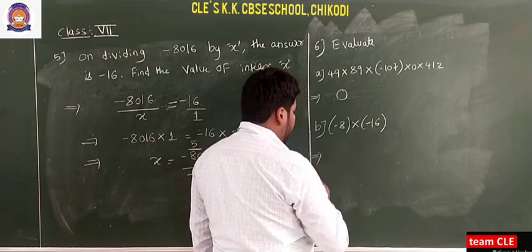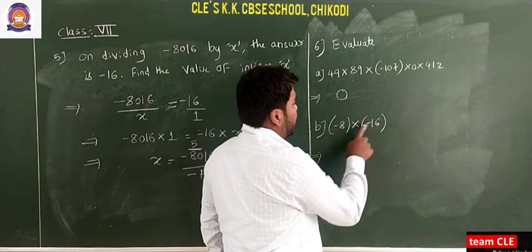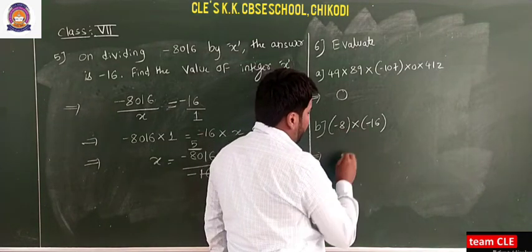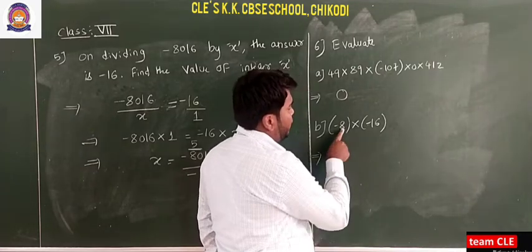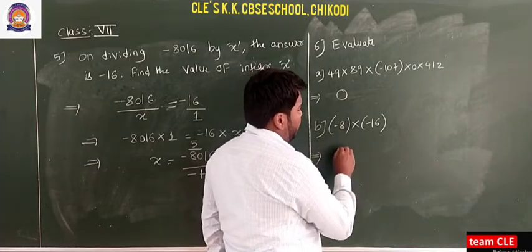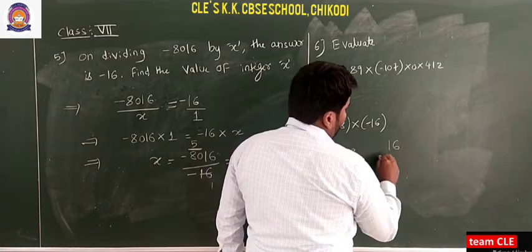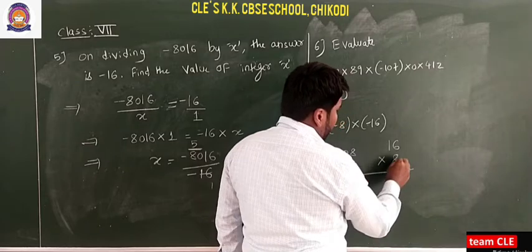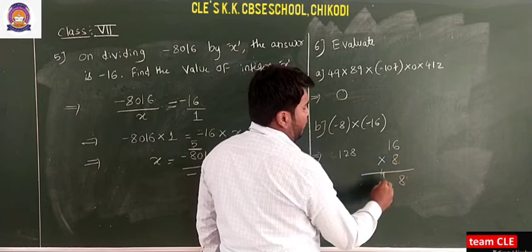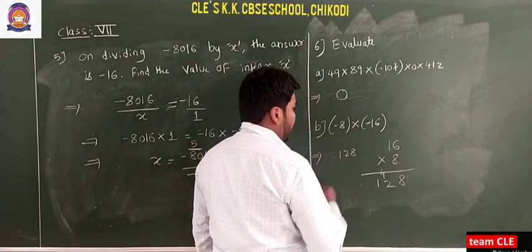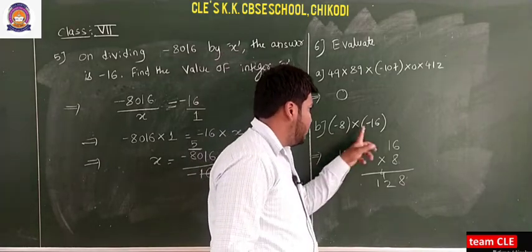Similarly, B1 says minus 8 into minus 16. See here, minus 8 into minus 16: first, minus into minus is plus, so this will come as plus. Now 16 eights are 128. You can go for 16 into 8 also. 8 sixes are 48, 8 ones are 8, 8 plus 4 is 12, so 128. So minus 8 into minus 16, that is 16 into 8, is 128, and minus into minus is plus.